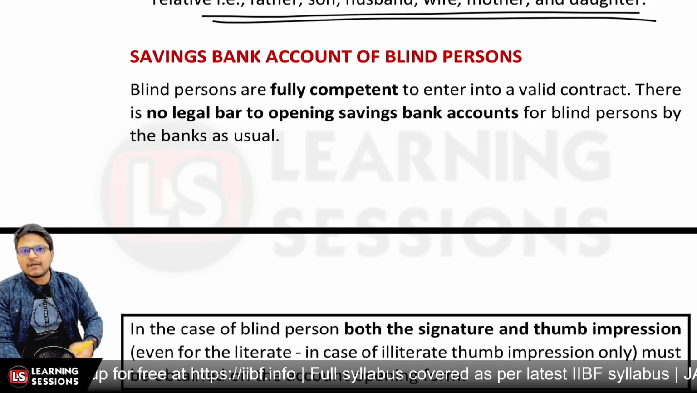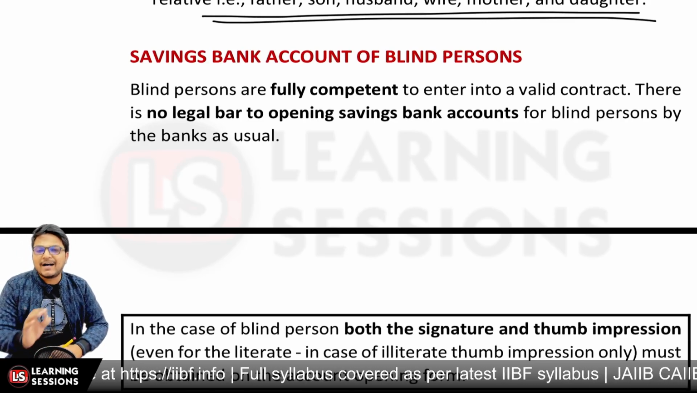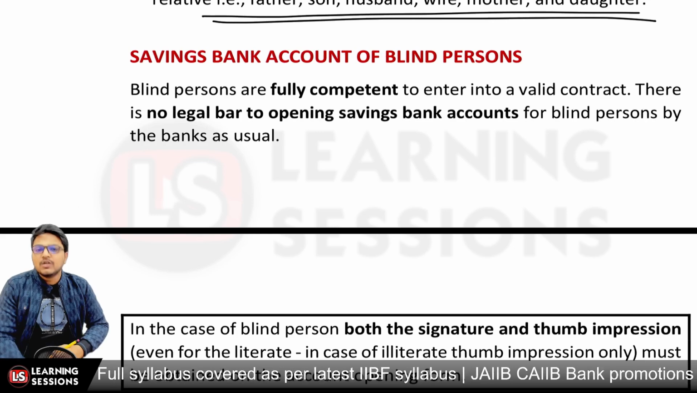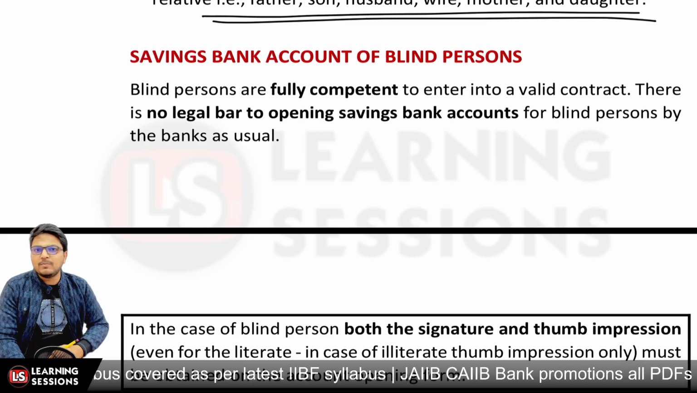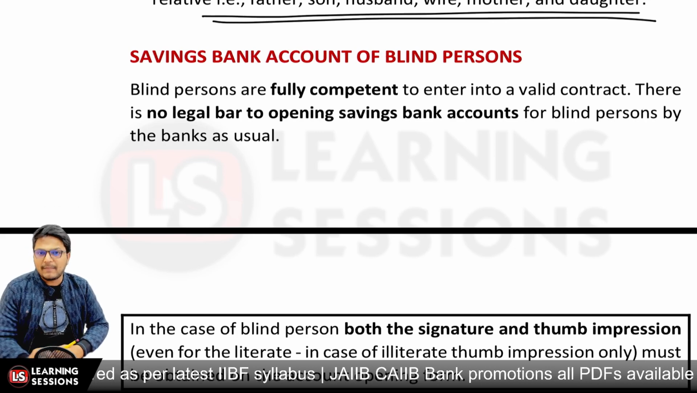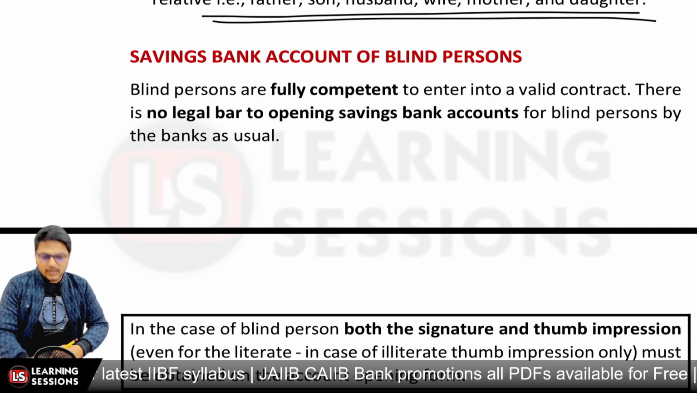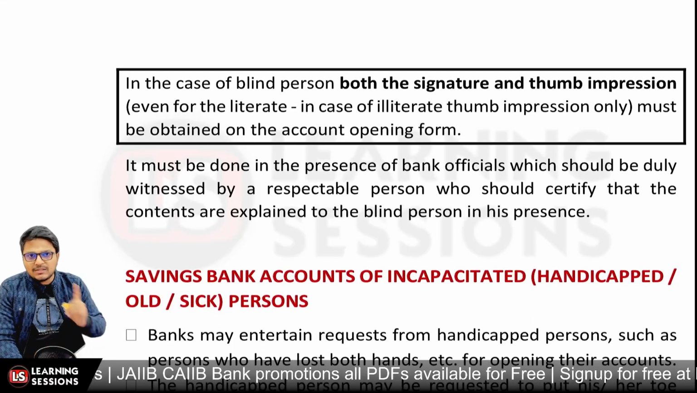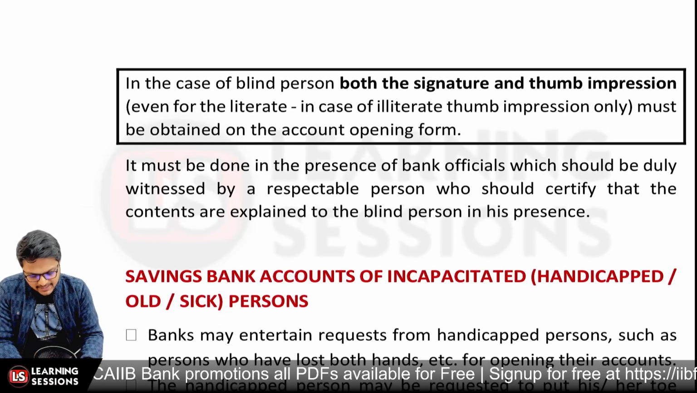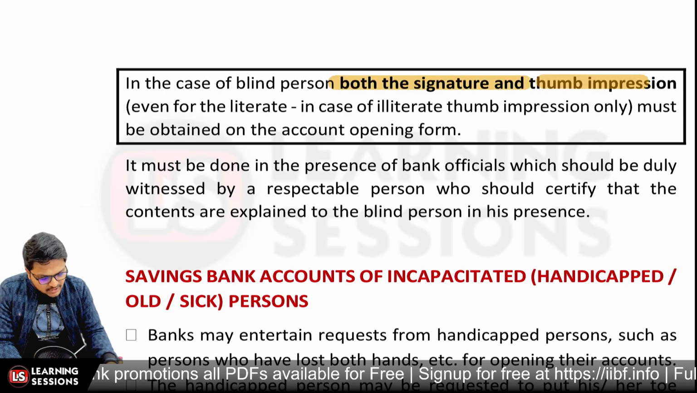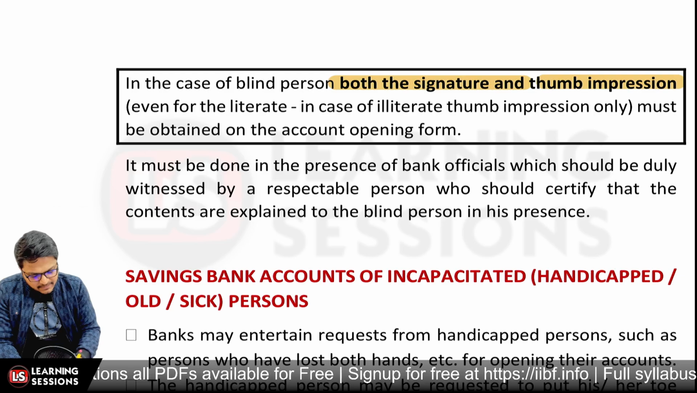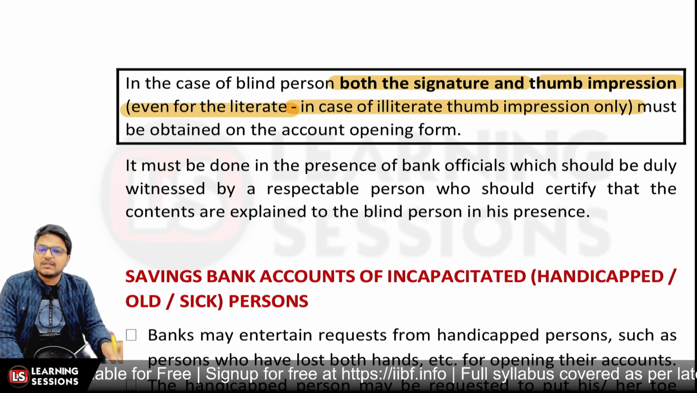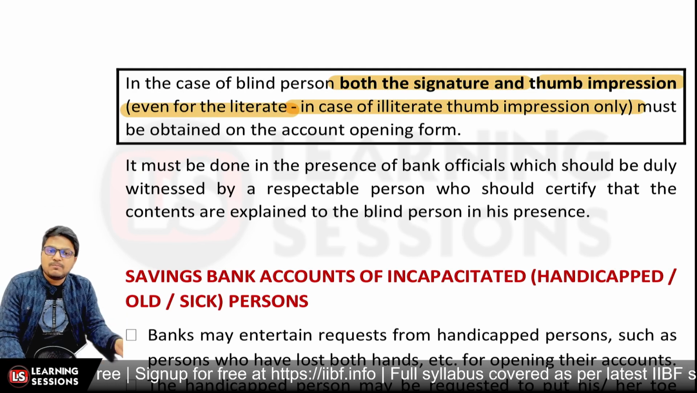Further, it's related to the saving bank account of a blind person. Now, blind persons are fully competent and they are not barred by any law from entering into a contract. So there is no legal bar to opening a saving bank account of a blind person. Okay, and further, in the case of a blind person, kindly note it down, both the signature and thumb impression, whether the person is literate or illiterate, both are to be obtained.